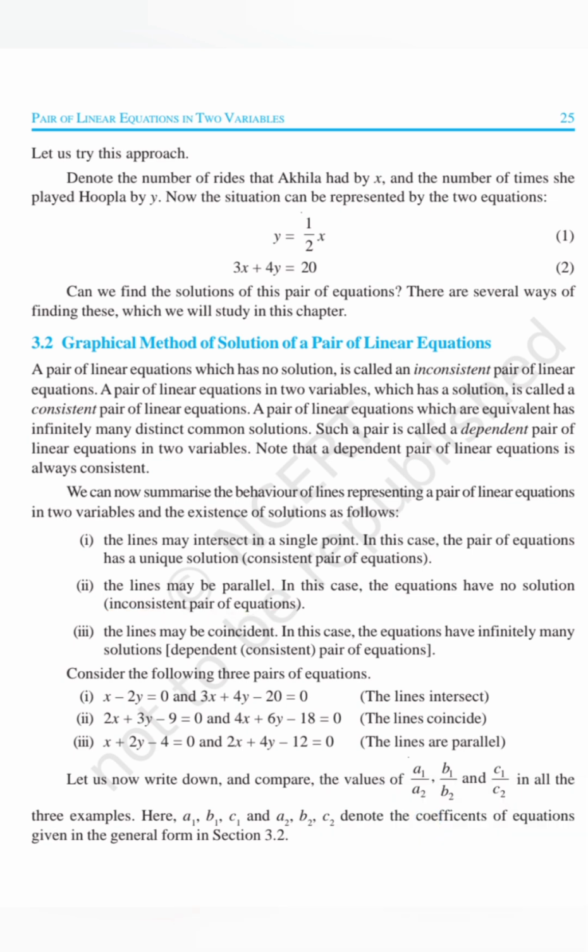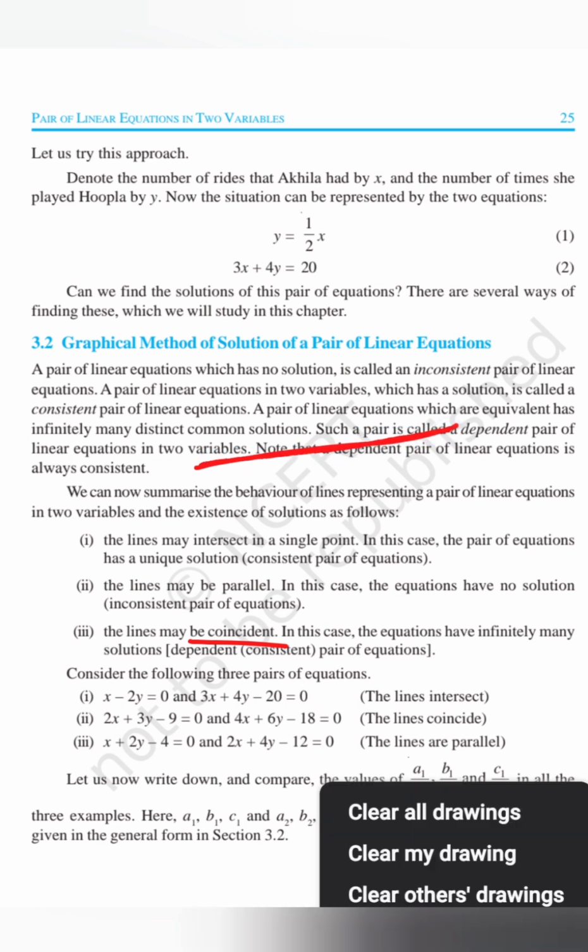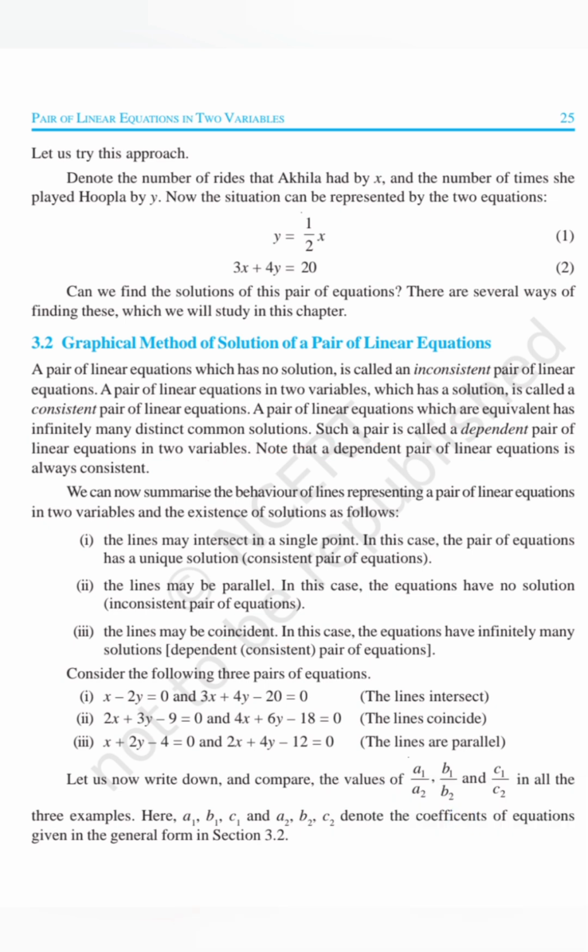Then the third condition is that the lines may be coincident. Coincident means a line coinciding with another line. In that case, they have infinitely many solutions because they coincide at so many points. They are a dependent pair of equations and they are also a consistent pair of equations.